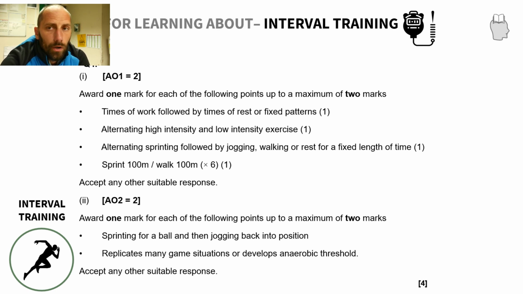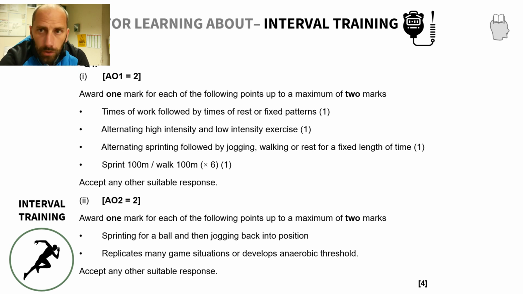You would also get a mark if you were to give an example, for instance, saying it's alternating your sprints by walking, then fixed periods of rest, or to say something like we're going to sprint for 100 meters, we're going to walk for 100 meters, do that 6 times. So not particularly difficult with that question.